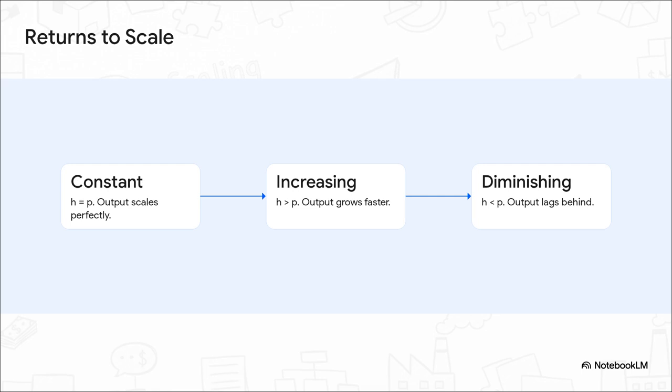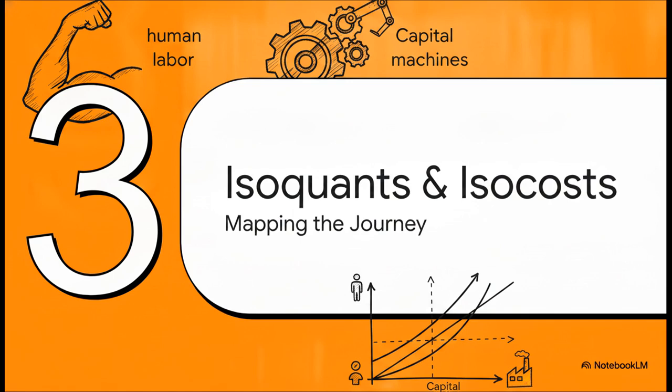First is constant returns to scale, where H perfectly equals P. You increase inputs by 50%, your output grows by exactly 50%. It scales perfectly. The second possibility is increasing returns to scale. Now this is the absolute dream scenario. You boost your inputs by 50%, but your output just explodes by, say, 80% because of some newfound efficiencies. And the third is diminishing returns to scale, where H is actually less than P. You pour 50% more investment in, but the output awkwardly lags behind, maybe only growing by 20%. Not great.